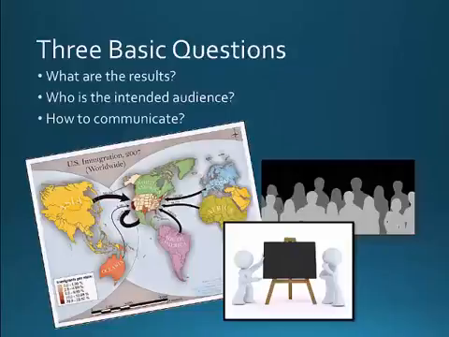Third, we need to decide how to communicate those results to the intended audience. As I've said before, GIS results don't always get displayed on a map. Sometimes a simple table or written explanation will do the trick. GIS results can be shared through reports, maps, tables, charts, or on the web.